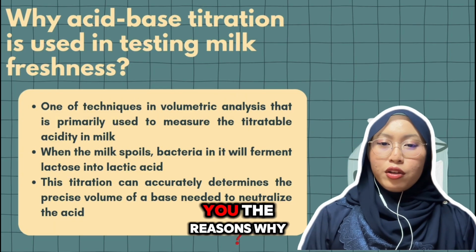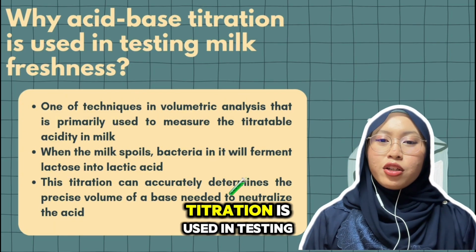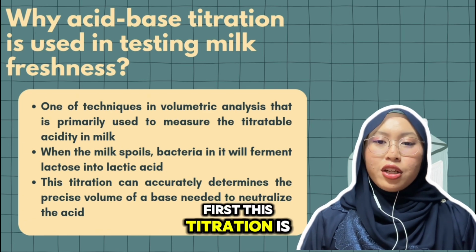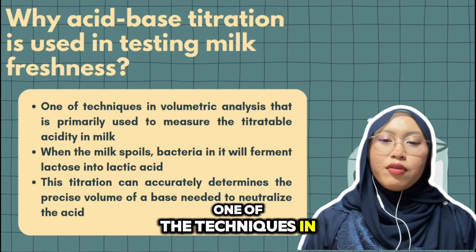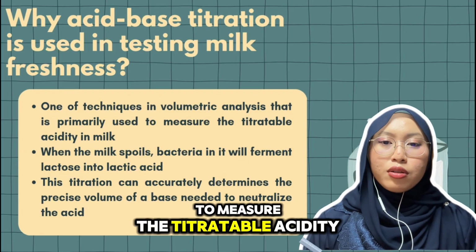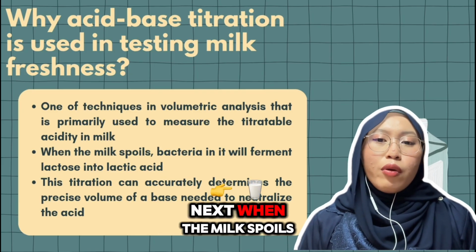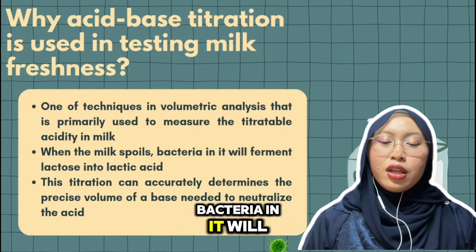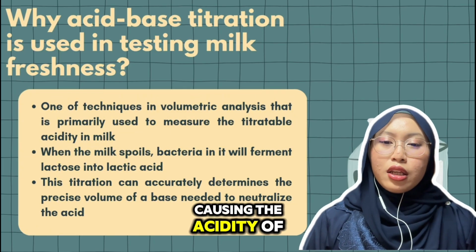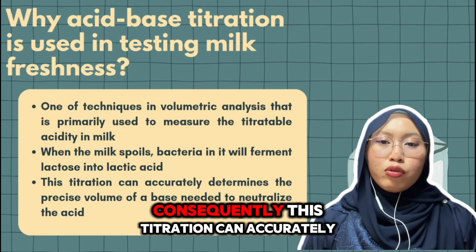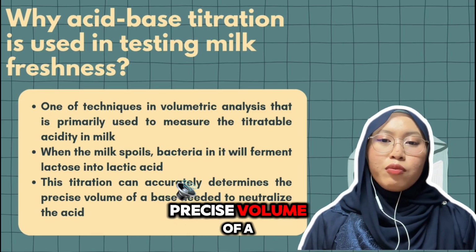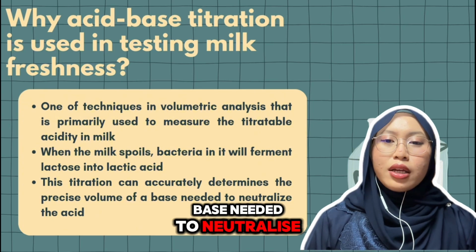Furthermore, I will tell you the reasons why acid-base titration is used in testing milk freshness. First, this titration is one of the techniques in volumetric analysis that is primarily used to measure the titratable acidity. Next, when the milk spoils, bacteria in it will ferment lactose into lactic acid, causing the acidity of the milk to rise. Consequently, this titration can accurately determine the precise volume of a base needed to neutralize the acid.